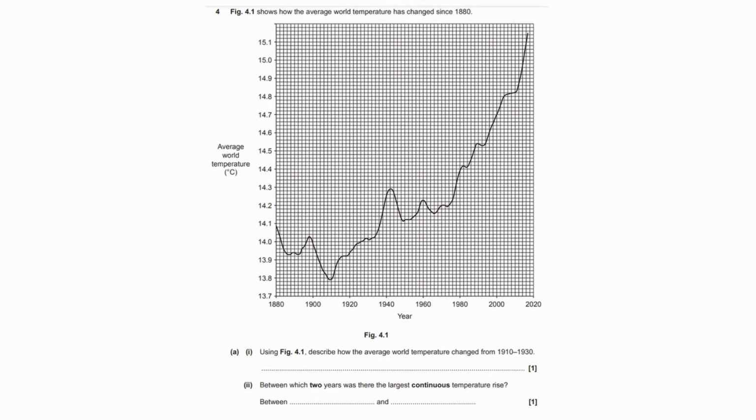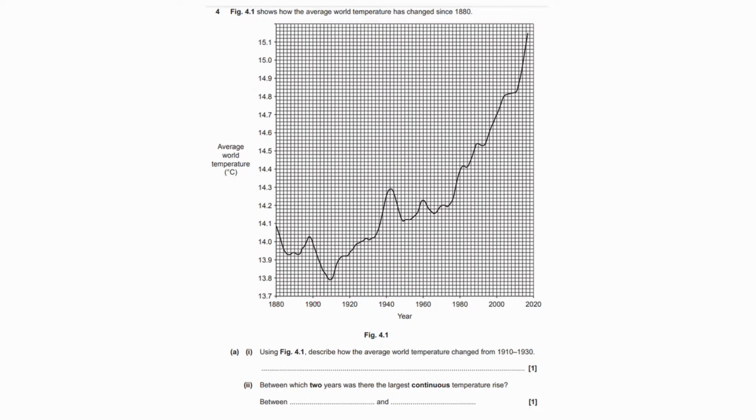Figure 4.1 shows how the average world temperature has changed since 1880. So we've got the average world temperature on the y-axis here in degrees Celsius and the year here on the x-axis. Using figure 4.1, describe how the average world temperature changed from 1910 to 1930. So you need to be able to read the scale correctly.